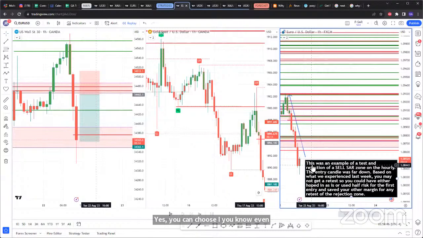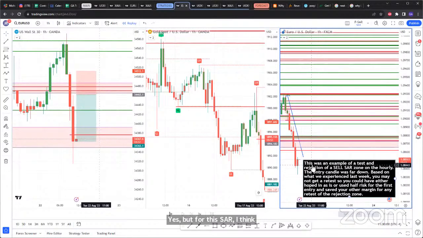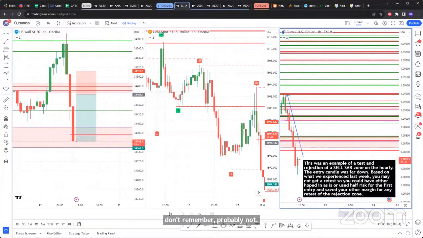Even the times when I've carried a trade into Asia, I've already been at break even. I don't think I've carried a trade to Asia and then it reversed on me and hit stop loss. For the previous strategies, yes, but for this SAR, since we haven't traded with it a lot, I don't remember carrying a trade into Asia. The only way I exit a trade is TP, stop loss, or break even. Okay, that makes sense.